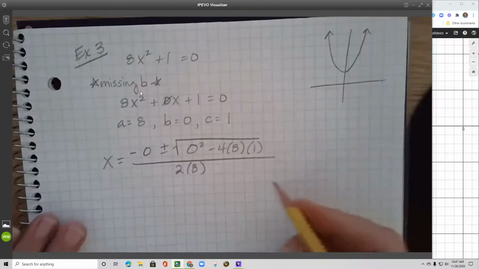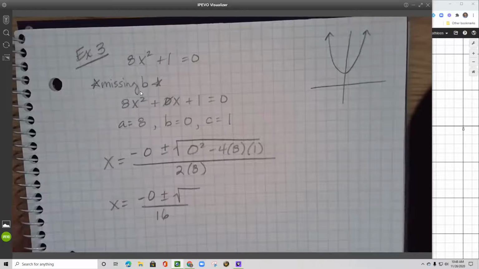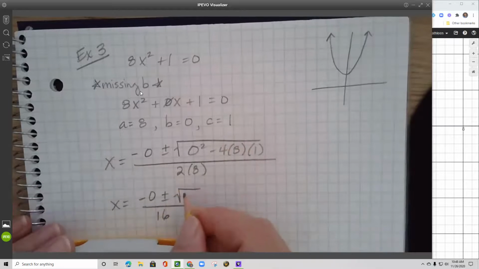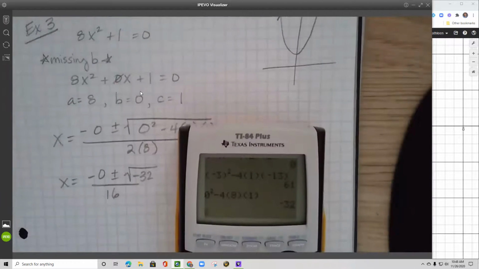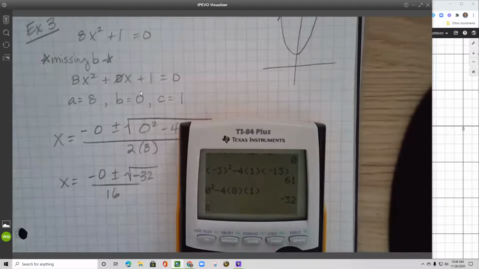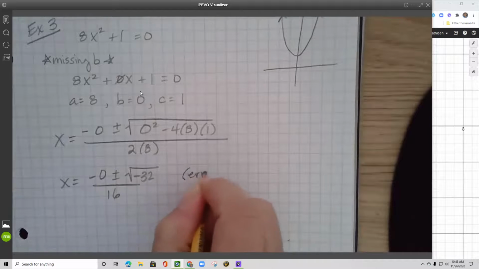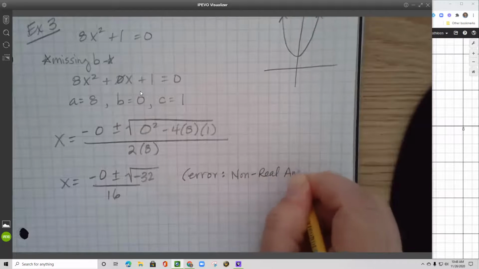Okay, I'll simplify my discriminant by putting the entire discriminant into the calculator. I got negative 32. And anytime that you take the square root of a negative number, you get an error. That's always been true. And the error is actually, error, non-real answer. The reason that it says non-real answer is that it's not a real number. It's an imaginary.